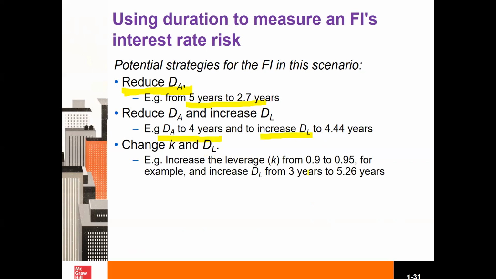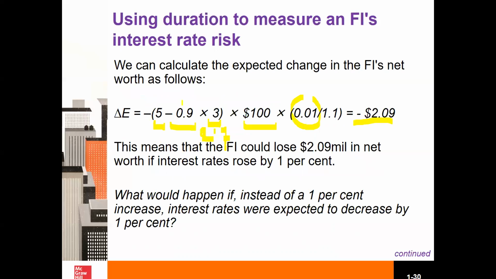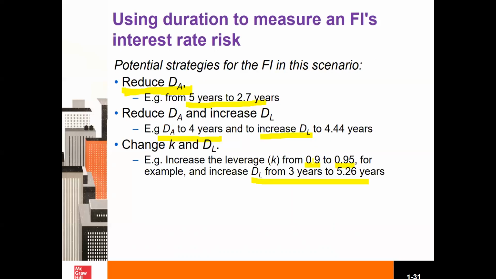And last of all, we can increase the leverage from 0.9 to 0.95 and also increase the duration of the liability from 3 years to 5.26 years. Once again, it will make this part 0, so the whole part is 0, and the financial institution's equity will not change for a change in interest rate.